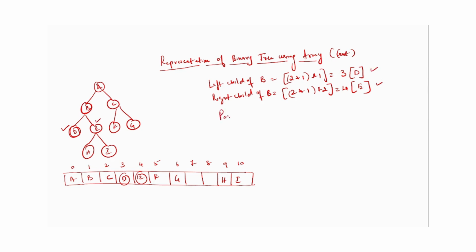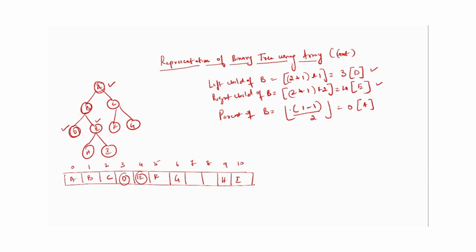So what is the parent of B? Parent of B, we know the formula, I minus 1 by 2, right? So here I minus 1. So basically here we have to say what is the value of I here? 1. 1 minus 1 by 2 is nothing but 0 by 2 is nothing but 0, right? So what is there in the 0th index? A. So A actually is the parent of B, right? So this is right with respect to binary tree, right?